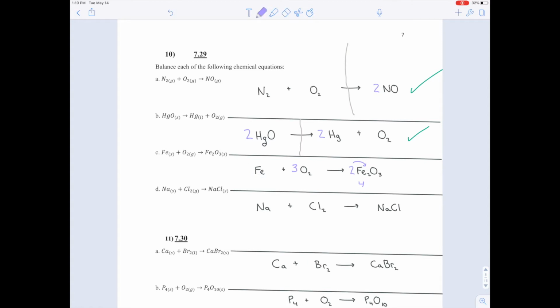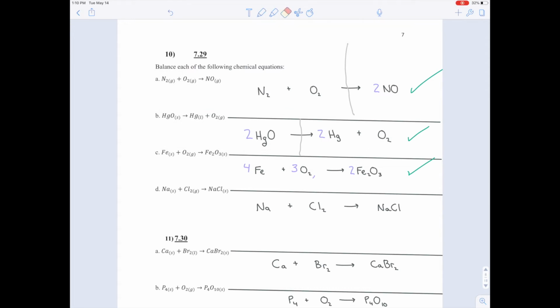Let's go back to this iron and think about it, we only have 1 there. What can we multiply that by to give us 4? 4. Okay, so let's go back, make sure everything's balanced. 4 irons on the left. 2 times 2, 4 irons on the right. So the irons are balanced. How about the oxygens? 3 times 2, that's 6 oxygens on the left. 2 times 3, that's 6 oxygens on the right. So the oxygens are balanced. So everything is balanced, and this overall is a balanced equation.